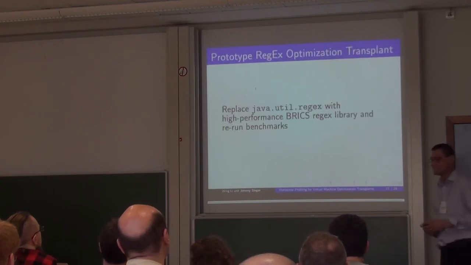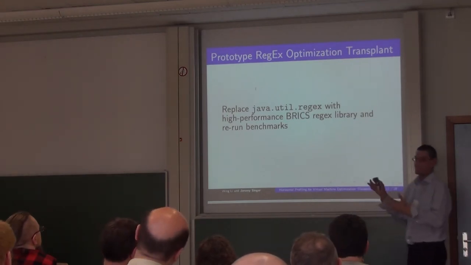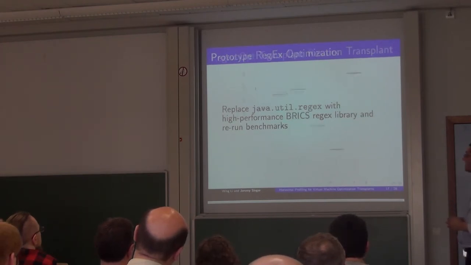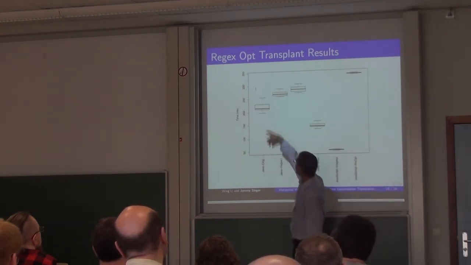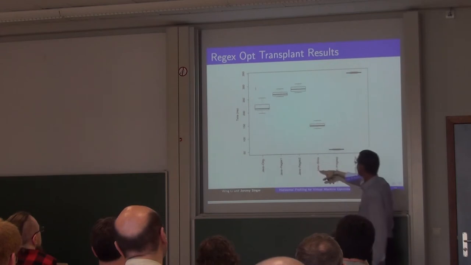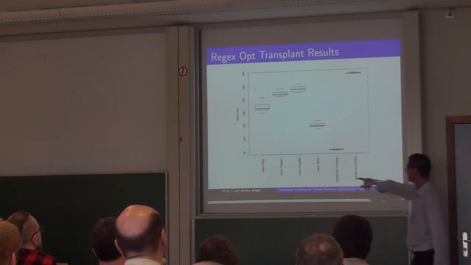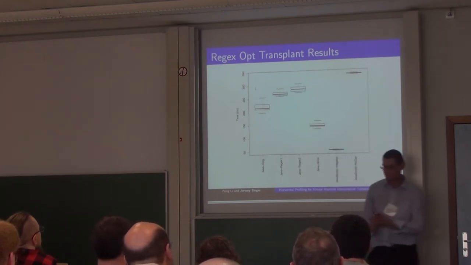We thought about it, and we didn't. What we actually did was put a better performing regular expression library into Hotspot. This is the Bricks library here. We ran our benchmarks and found, so here's the original Java program that runs in 200 milliseconds. When we changed the regular expression library, now it runs in 150 milliseconds. So it's still not as fast as JavaScript with its iRegex library, but it's faster than it was before.